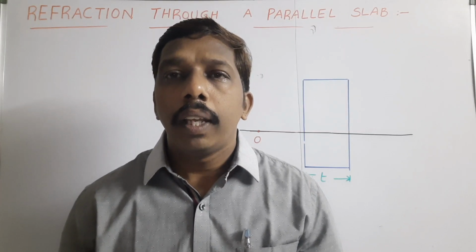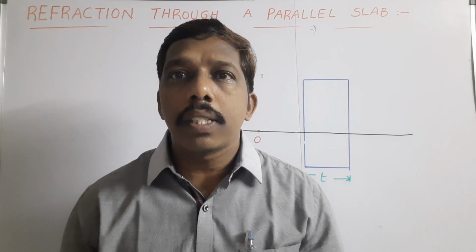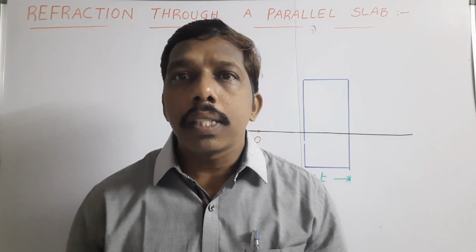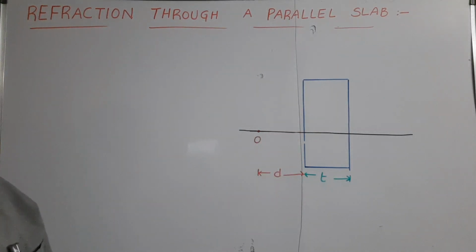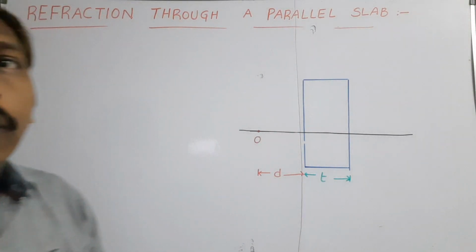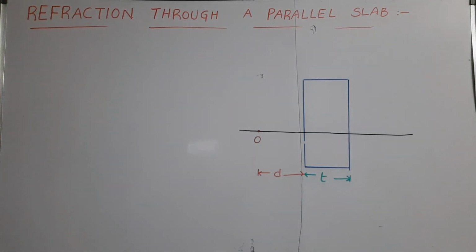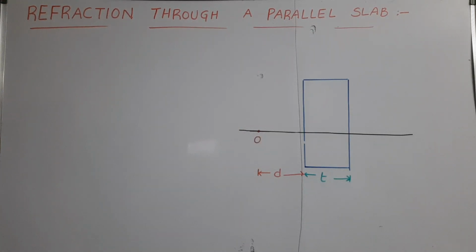Hi students, in the previous class we learnt refraction through a plane surface. In this class we learn refraction through a parallel slab. Take one glass slab of thickness t. An object is placed at a distance d meters from the glass slab. How refraction takes place, what is the final image position of the object, and how much shift takes place, we have to calculate these points.